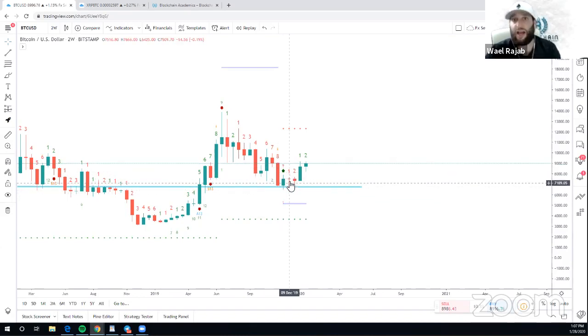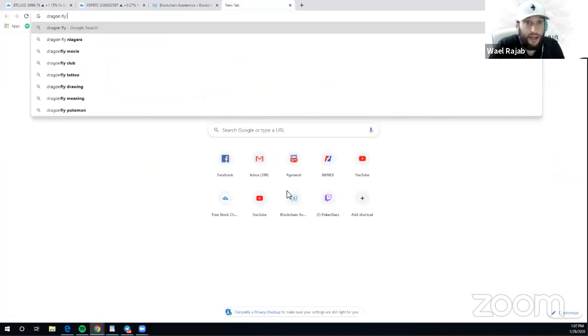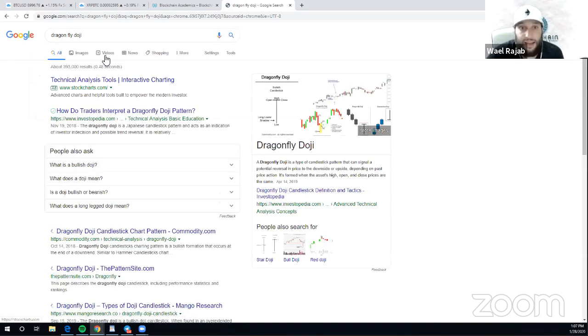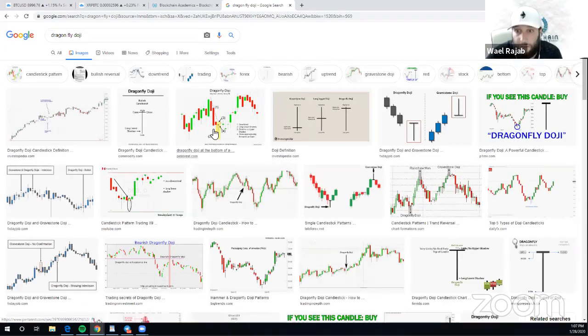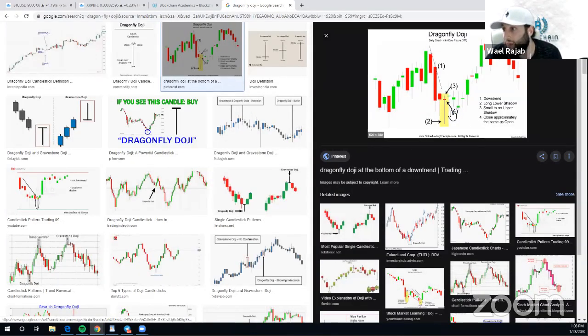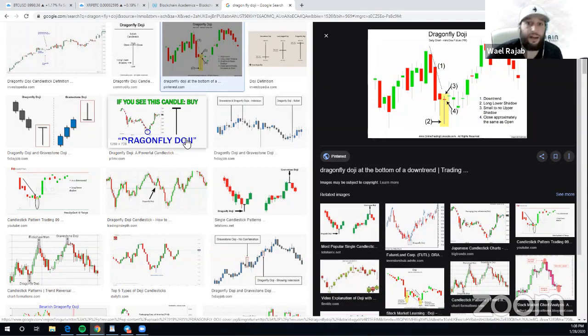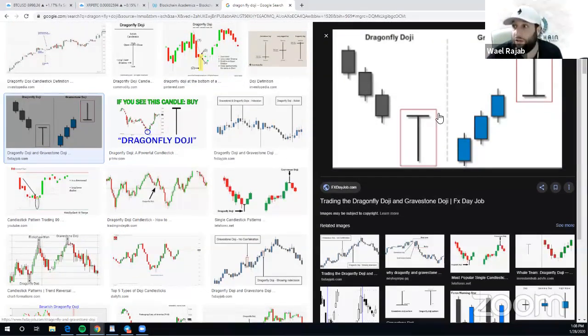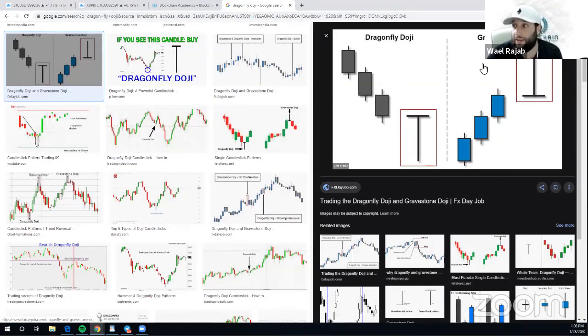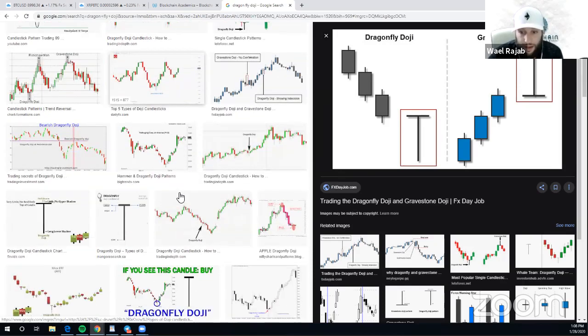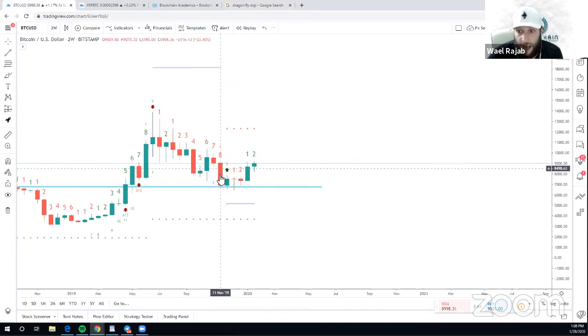This is a doji. I think this is a dragonfly doji. We're gonna Google it. Dragonfly doji, and that is what you find at the bottom. As you can see here, a dragonfly doji. It's from a downtrend, a long lower shadow, and close approximately the same as the open, like the body right here. Let's move my face from there. Let's make this bigger. You can see that the dragonfly doji on the 2-week was here.